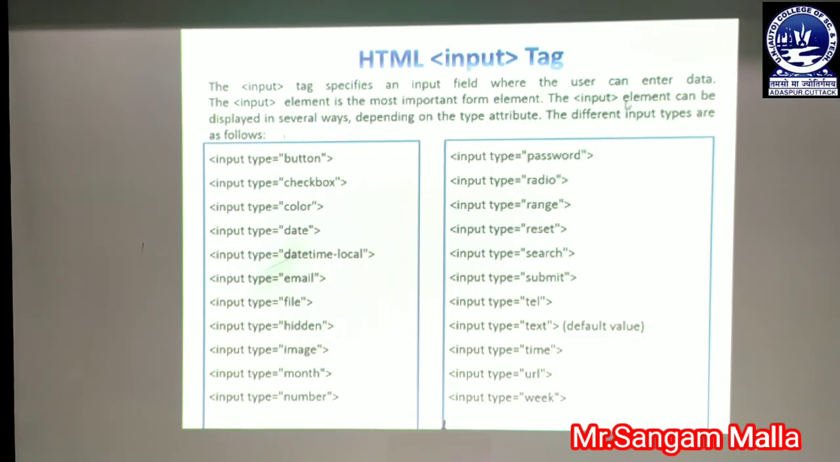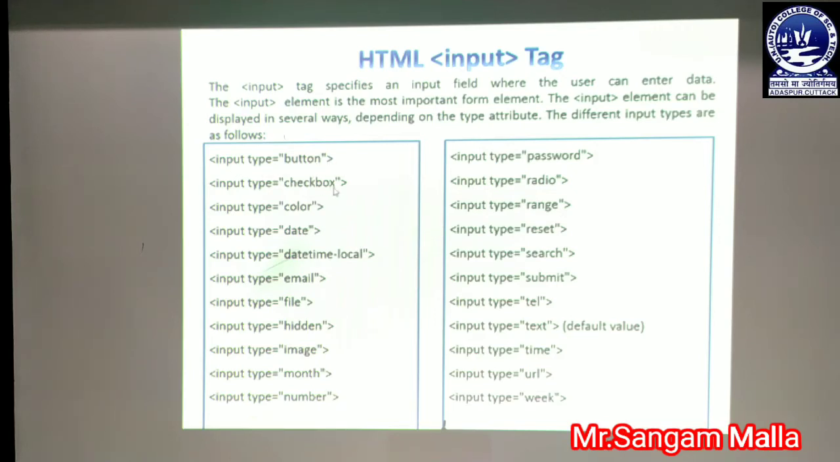That means we cannot use only a simple input element in a web page. We have different type attributes which need to be associated with the input element in order to enhance its capability. So the different input types are as follows. Whenever we want to give a button, we can use input type equal to button.